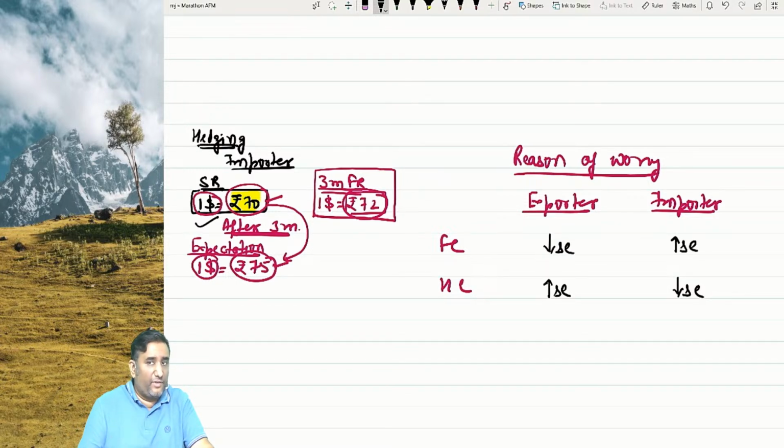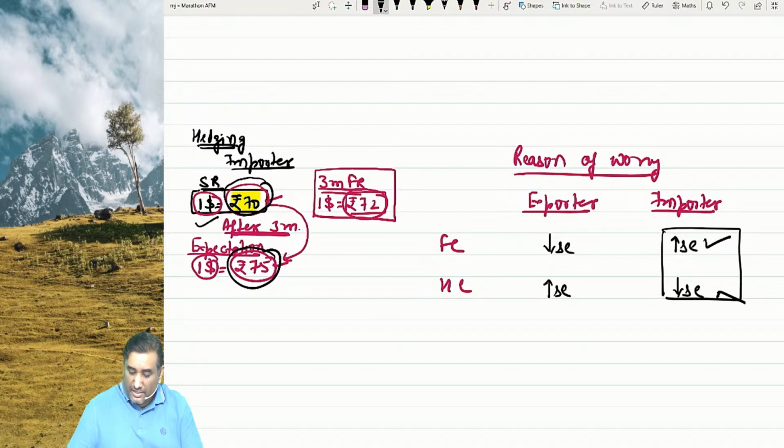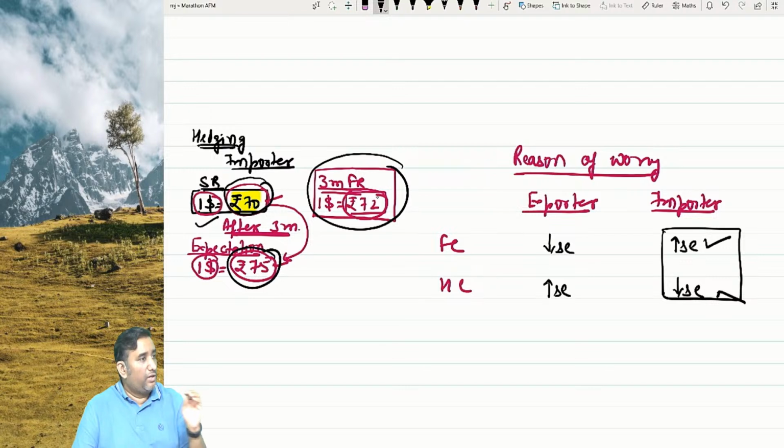In the question, he'll give you the language. He will ask you, should he go for forward contract, or under what circumstances should he go for a forward contract? When the expectation is foreign currency at premium, home currency at discount, or home currency purchasing power is going down. These are the reasons of worry. And if that is there, then he can go for hedging, go to the bank and take a contract at 72. Loss will still happen, but the loss which should have happened from 70 to 75 will reduce to 70 to 72.